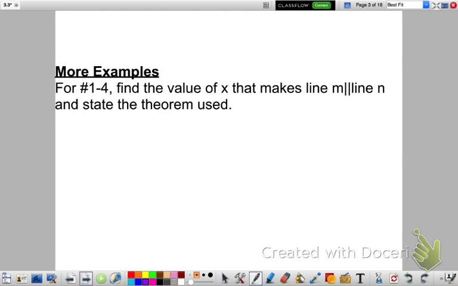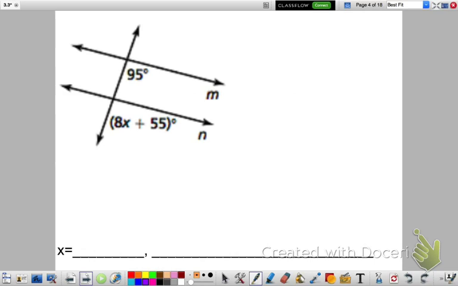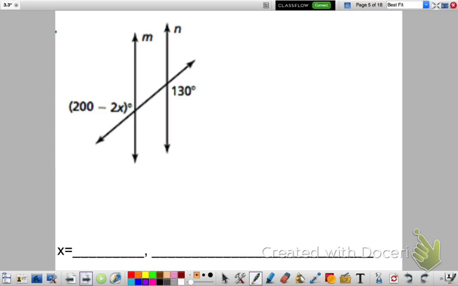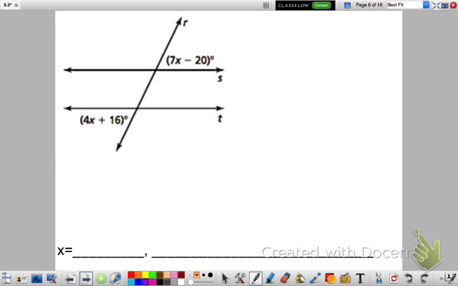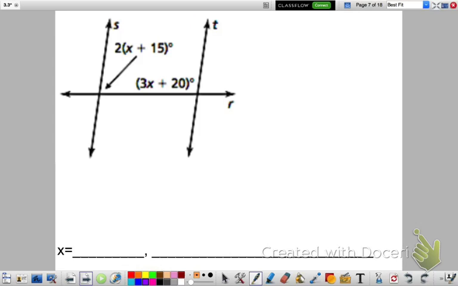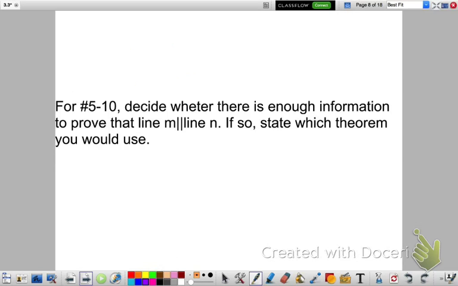For numbers 1 through 4, we need to find the value of x that makes the two lines parallel and then state the theorem that you used. So here's number 1. Go ahead and work that out. On to number 2. You can pause and work this one out. Number 3. Go ahead and pause. And lastly, number 4. Go ahead and pause and work that one. Okay. So we've done numbers 1 through 4. You can verify your answers back in the Google Classroom.